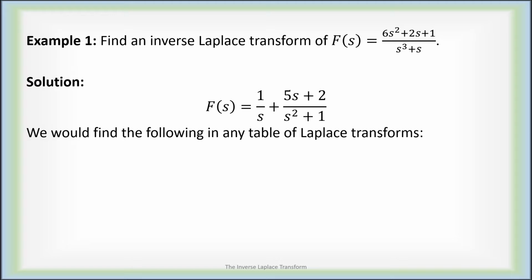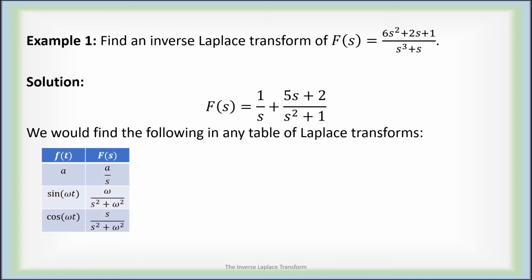In any table of Laplace transforms, you would find the following. If little f of t is a, then capital F of s, its Laplace transform, is a over s. The Laplace transform of a sine of omega t is omega over s squared plus omega squared, and the Laplace transform of cosine omega t is s over s squared plus omega squared. So here we have a 1 over s that very clearly matches this. 5s plus 2 over s squared plus 1, however, we're going to have to tackle differently.